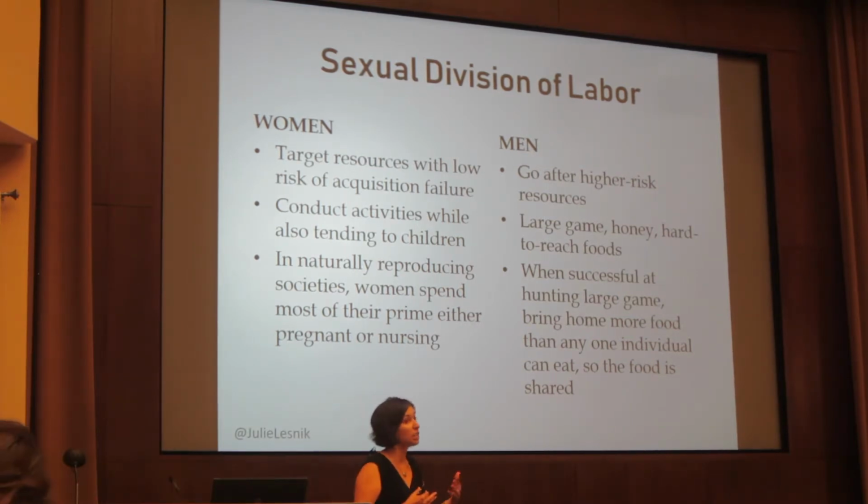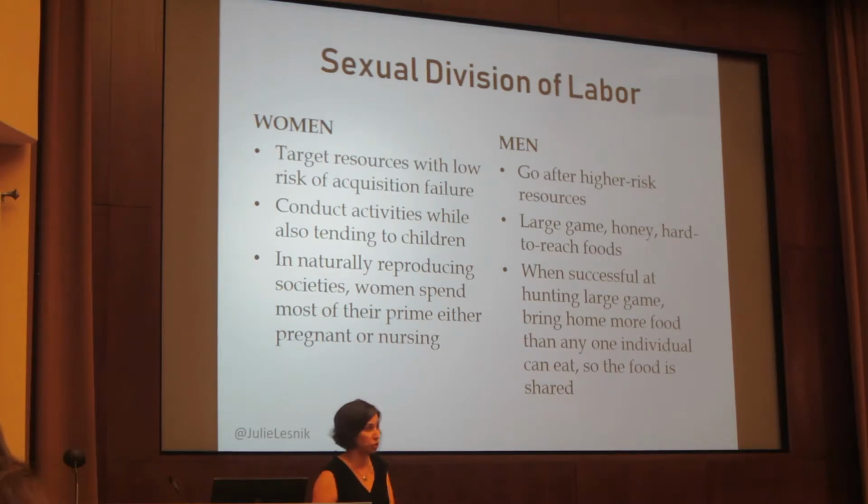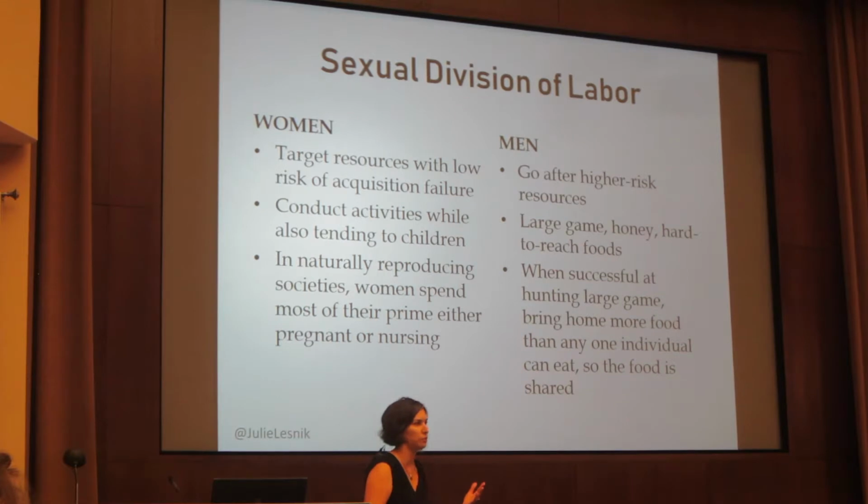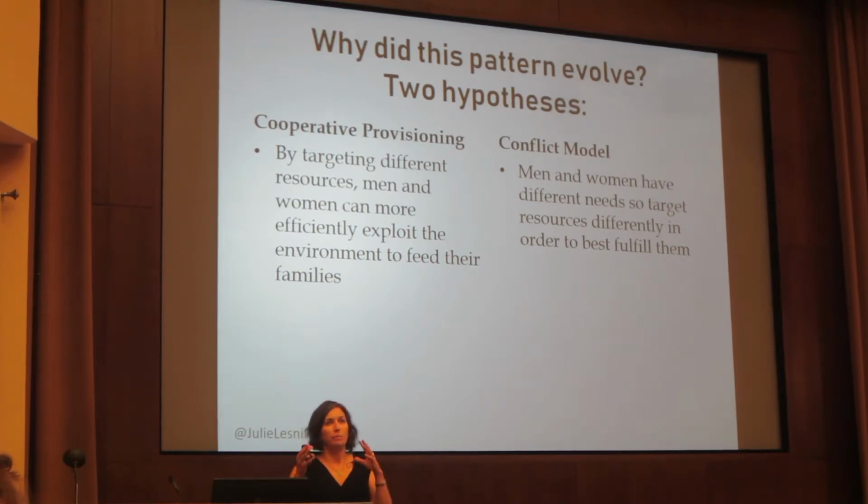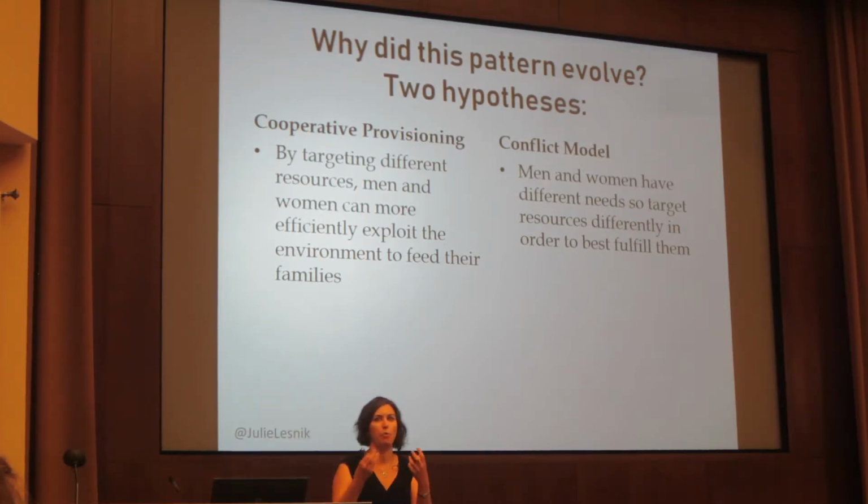Men will go after honey, because honey is actually pretty high risk. You have to climb trees to get it. Even mushrooms that grow on the sides of cliffs. If you look at mushroom foraging between men and women, they target different mushrooms. Because we see this pattern so strongly in all foraging societies, we look for a theory that unites them and explains why it would evolve.